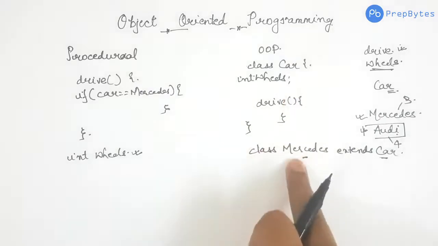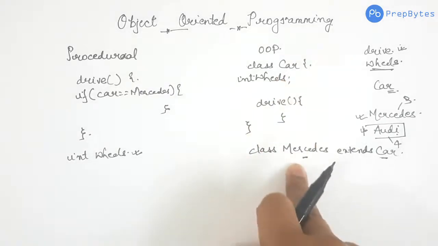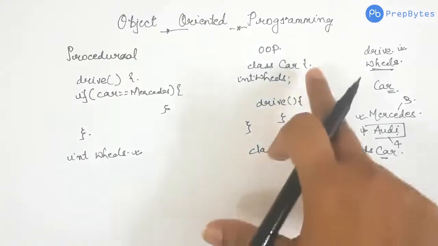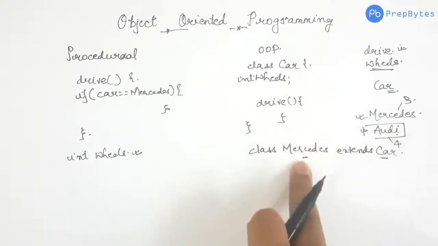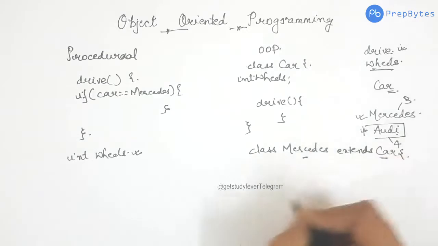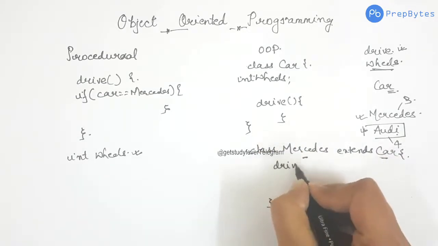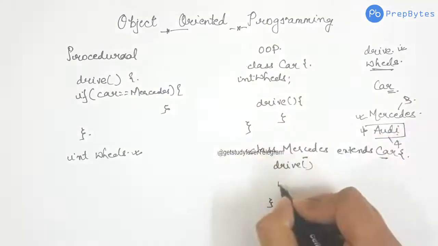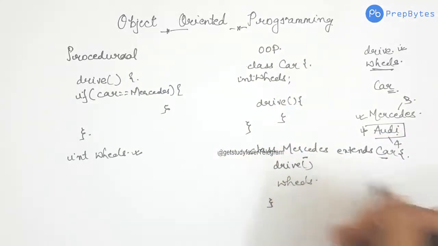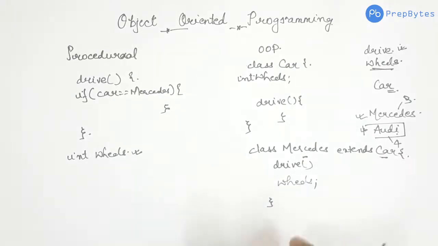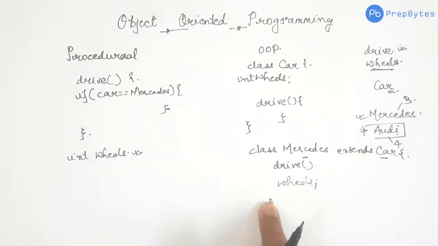So it will also drive and it will also have a number of wheels. It's just that it will have, let's say, a special way of driving. So I will create a different class called Mercedes, and the Mercedes will have its own drive function and its own wheels variable.